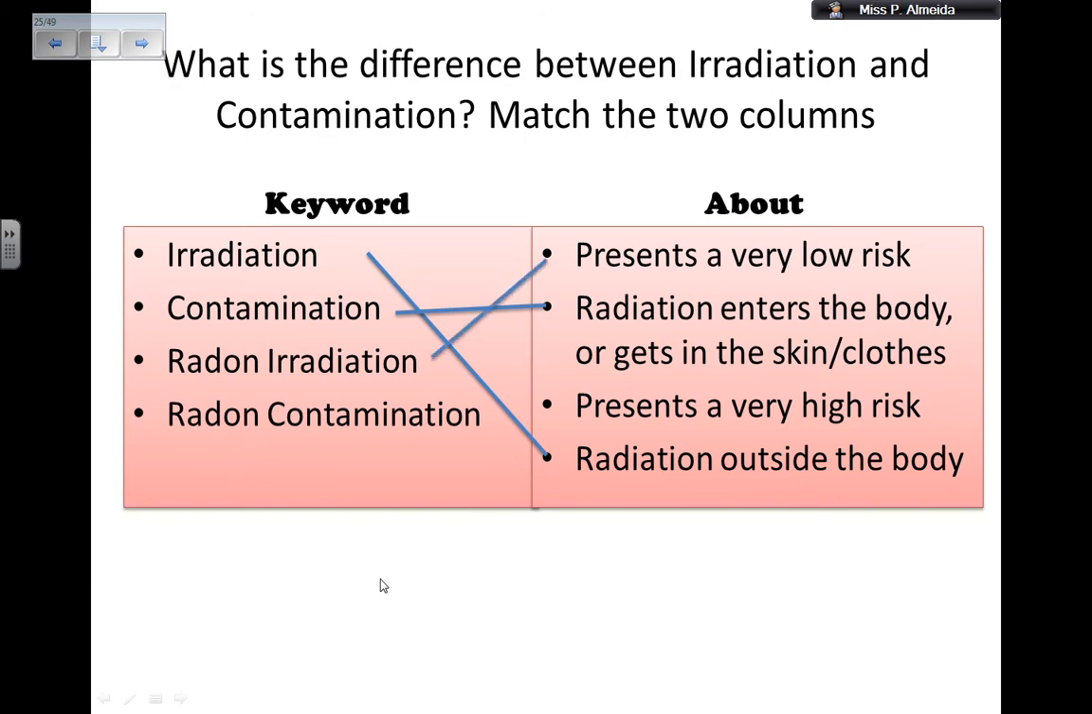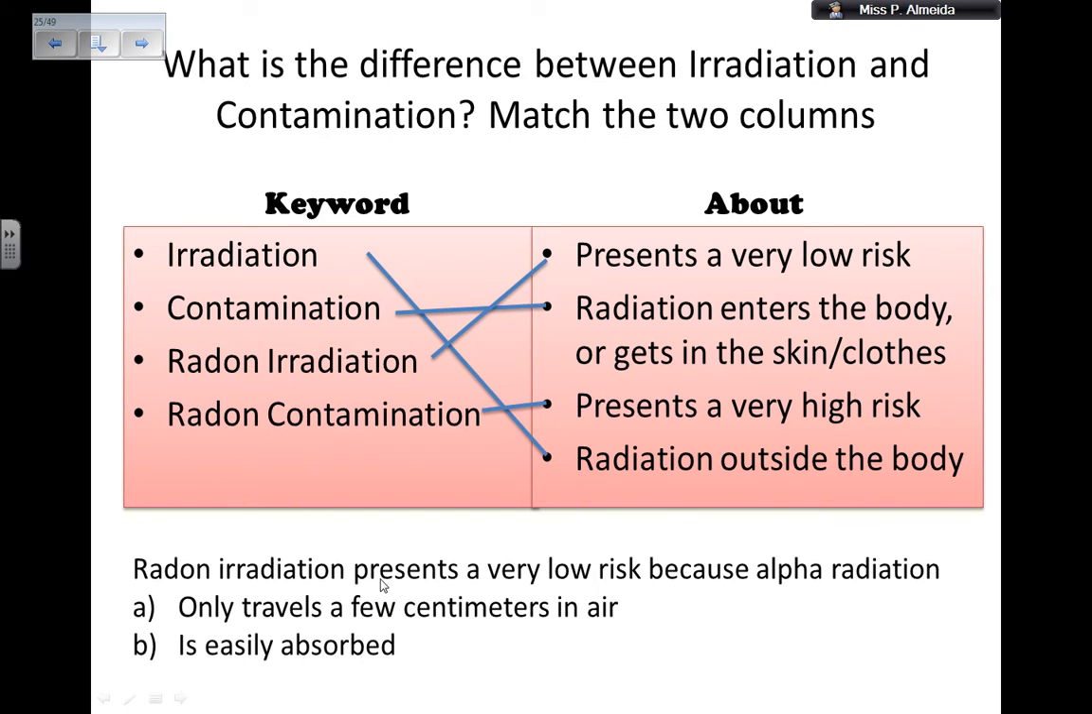Therefore, radon irradiation presents a very low risk because it's outside the body and it's alpha radiation, so it's unlikely to get in. But radon contamination presents a very high risk because that means that you have the most ionizing type of radiation inside your body, okay? So, radon irradiation presents a very low risk because alpha radiation only travels a few centimeters in air, doesn't travel through skin, and is easily absorbed, okay?